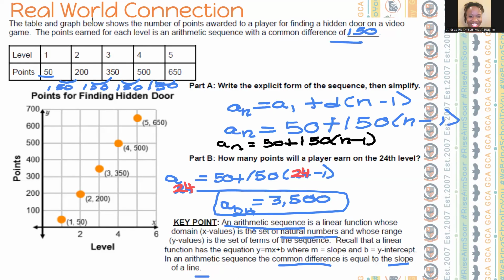So the biggest difference between an arithmetic sequence and a linear function is that the domain of an arithmetic sequence is a set of natural numbers. Like your whole numbers, 1, 2, 3. It starts at 1: 1, 2, 3, 4, 5, 6, the set of natural numbers. We use a capital N to represent natural numbers.